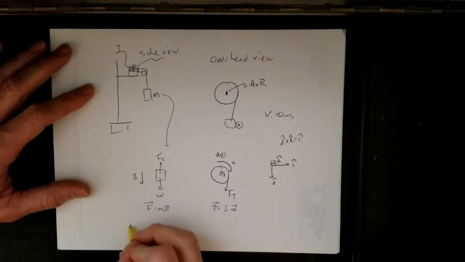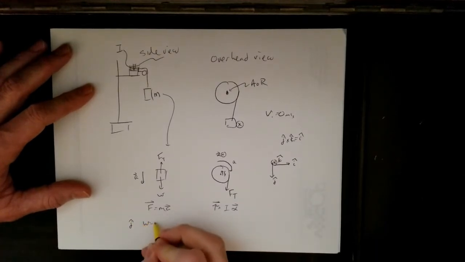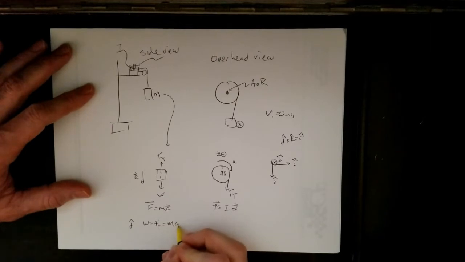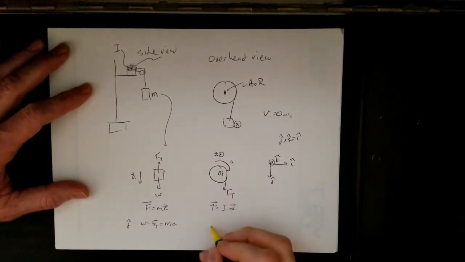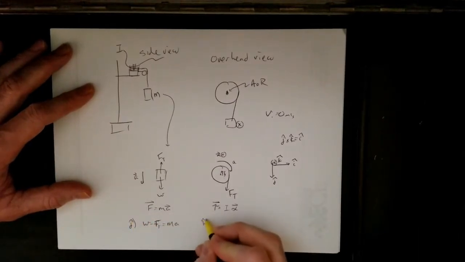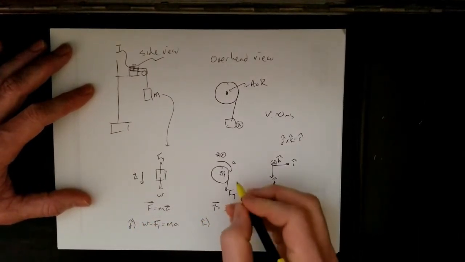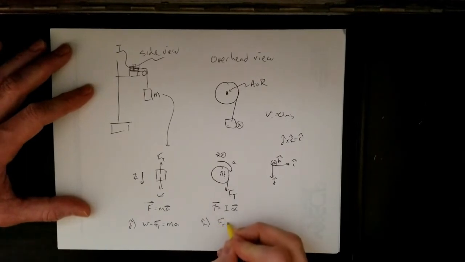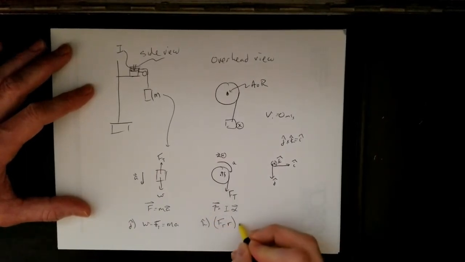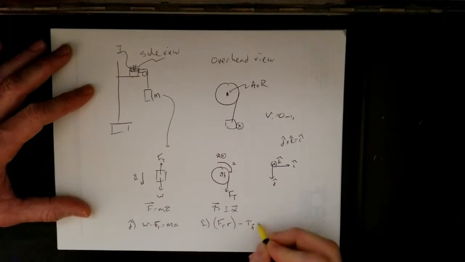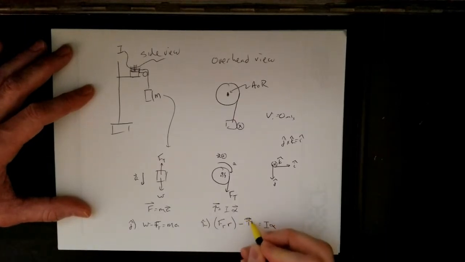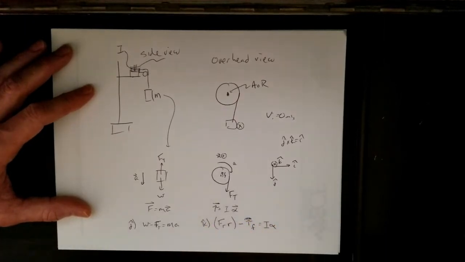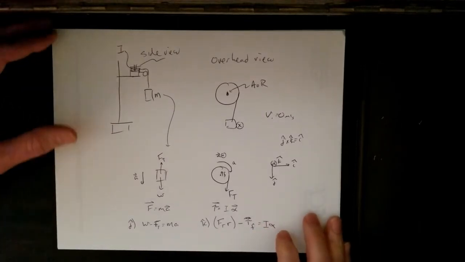So I'm going to have a j equation here, that W minus F_T is equal to mass times acceleration. Here I'm going to have a torque equation. This will be my k equation right here: the tension times the moment arm minus the torque from friction is equal to I alpha. I guess I don't need the vector symbol there since we've already identified it in the k direction. So those are my two equations that I'm working with to start.